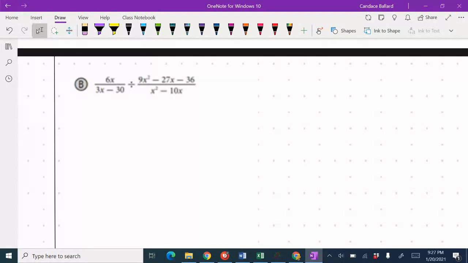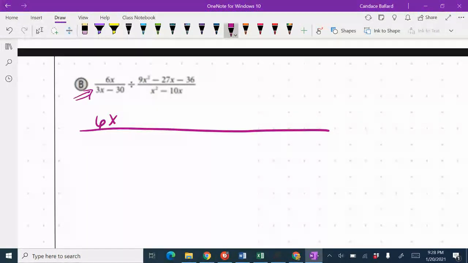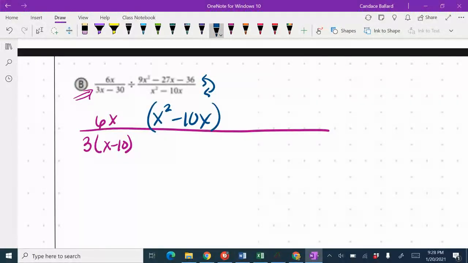So again, I'm going to write out my first one exactly the way it looks. Oh, it looks like I have to factor a little bit, right? So let's factor a 3 out of that denominator. So 3x minus 10, greatest common factor. And then I am going to flip the reciprocal on the second one. So it looks like I've got x squared minus 10x, and then 9x squared minus 27x minus 36. Now I'm going to start by taking out some greatest common factors, at least out of this piece right here.